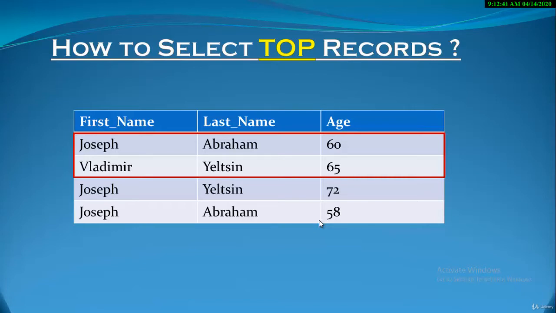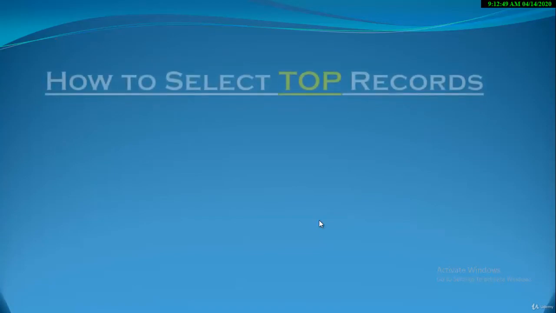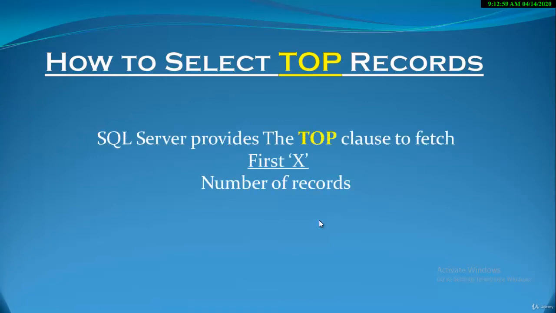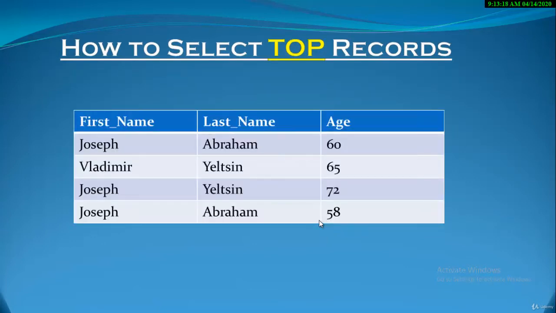Fortunately, SQL Server provides a clause, top, which returns the required top records to you. This is the definition of the top clause. SQL Server provides the top clause to fetch the first X number of records. Okay, let's see the syntax of the top clause.